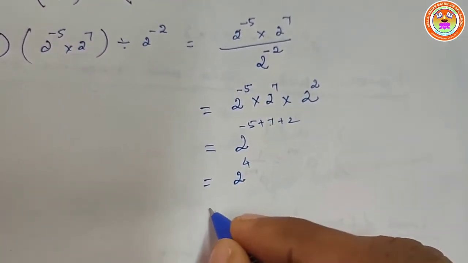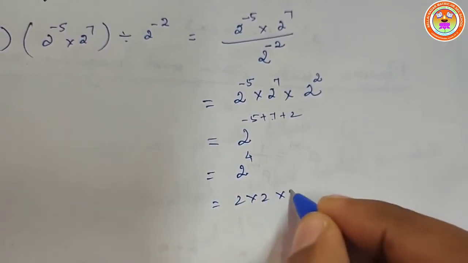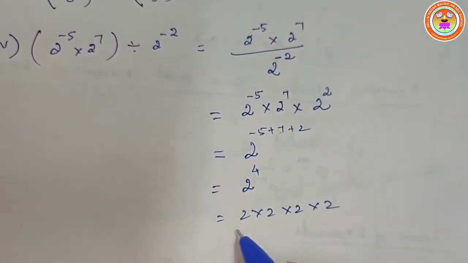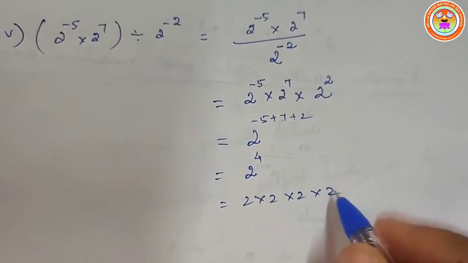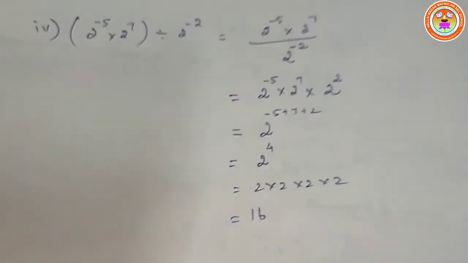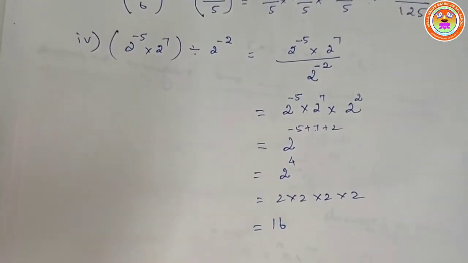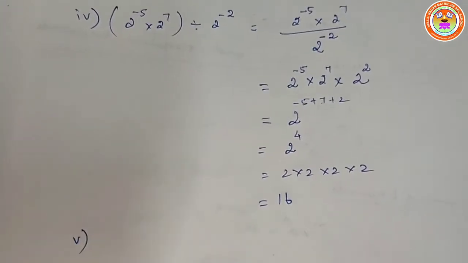So 2 power 4 is nothing but 2 into 2 into 2 into 2. It's nothing but 2 2s are 4, 4 2s are 8, 8 2s are 16, which is equal to 16 is the answer. Clear, children? Now we move on to the fifth subdivision.